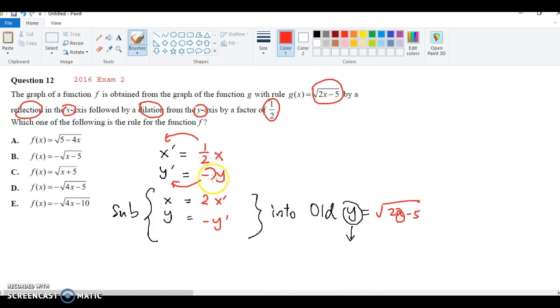So where's the negative come from? The reflection. Okay, reflection means negative. Okay, quick question. All right, so now y is negative y dash, and x is 2x dash minus 5.